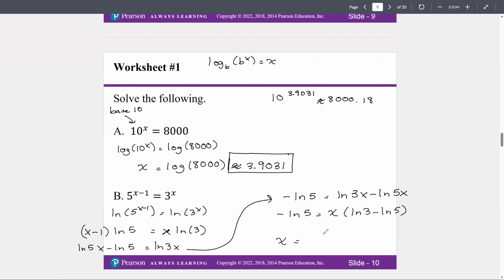So we can say that x is just going to be negative log 5 over natural log 3 minus natural log 5. So this would be your exact answer. Our approximate answer, however, is going to be, so remember, put parentheses around your bottom, negative natural log of 5 over natural log of 3 minus natural log of 5. So this is about 3.151.